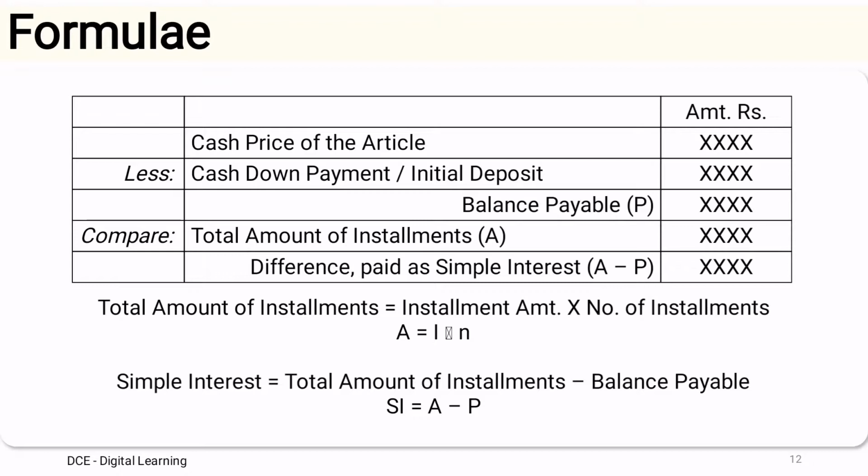Here A is total amount of installments, so this is computed as I into n. I means installment amount, small n is number of installments. Then simple interest equals total amount of installments minus balance payable. SI equals A minus P.